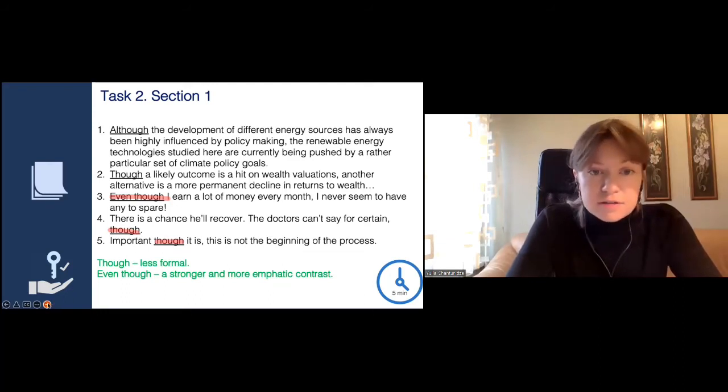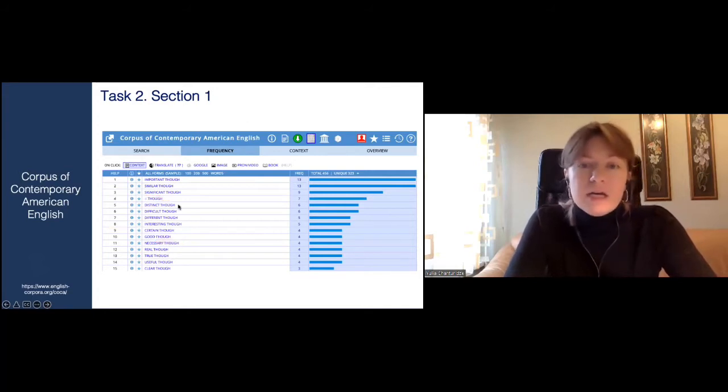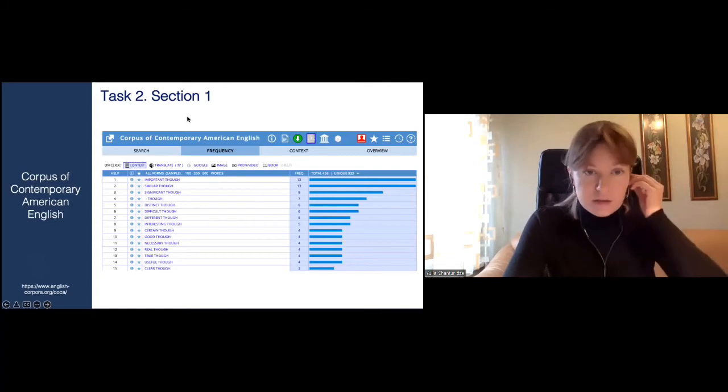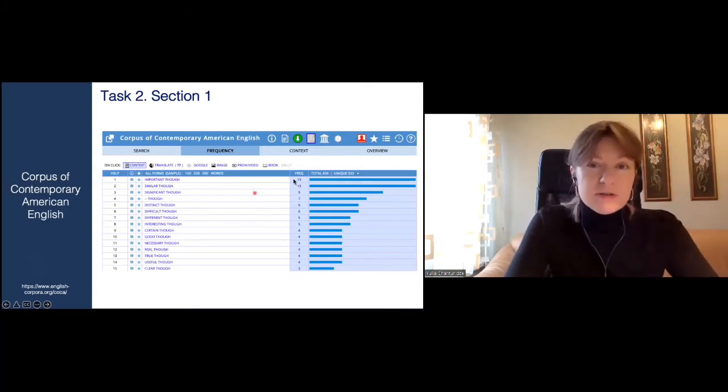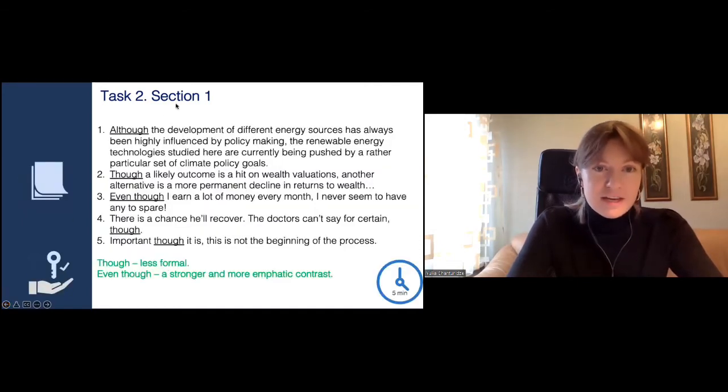I have here the data from the corpus again. And you can see that the greatest frequency of an adjective plus though is just 13 out of all the texts from 1990. So 13 is the maximum, which means that no, we don't use though in such cases. So I'll again cross out. So not this, better not this.